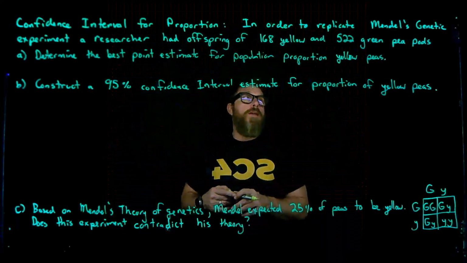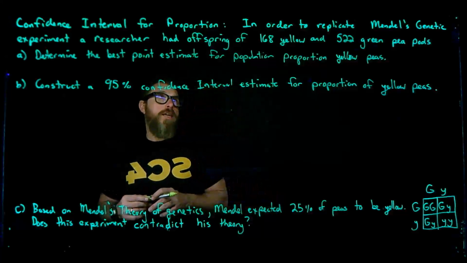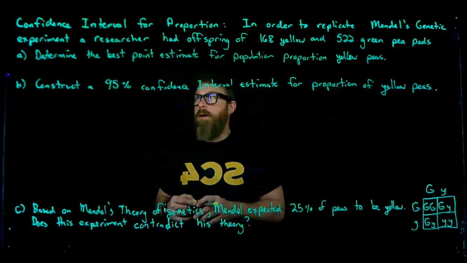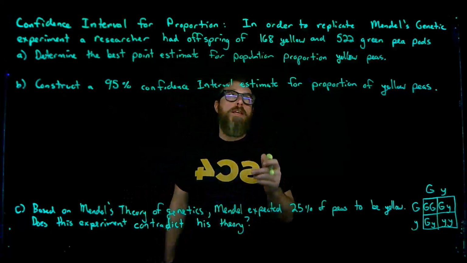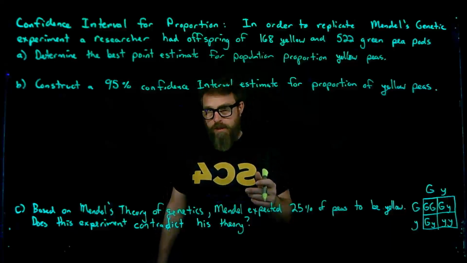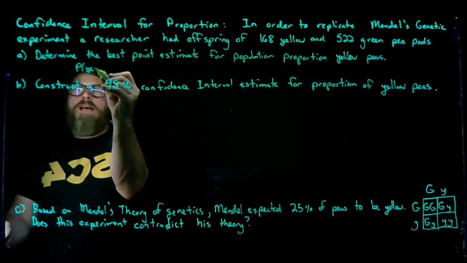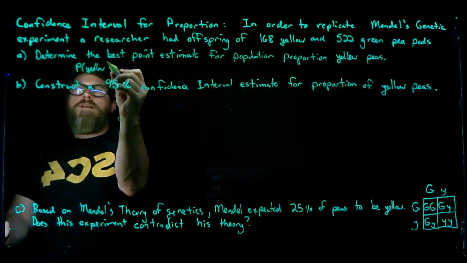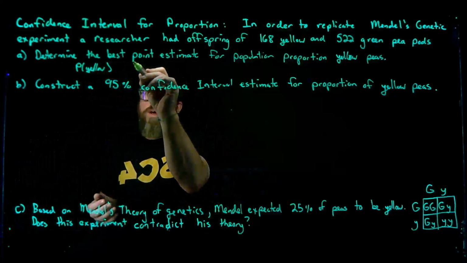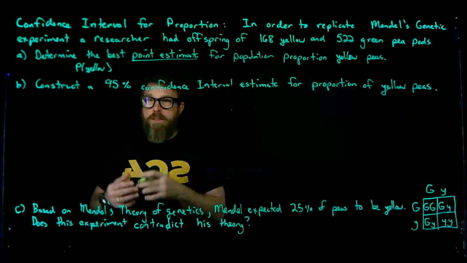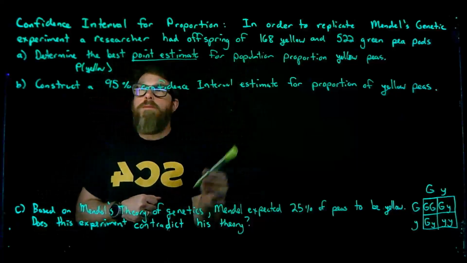In order to replicate Mendel's genetic experiment, a researcher had offspring of 168 yellow and 522 green pea pods. Determine the best point estimate for the population proportion of yellow peas. So what we're asking for in this case is they want to know what's the proportion of yellow peas. When we ask for the best point estimate, what we're actually talking about is the sample proportion as opposed to the population proportion. So we're estimating the population proportion.